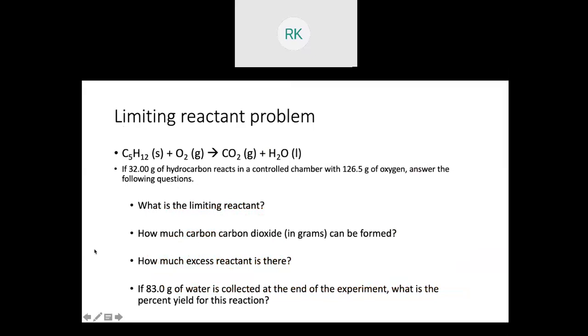So this is the problem we're going to do. You maybe will recognize it, but this equation is slightly different. It is not balanced. And you are told that if 32 grams of hydrocarbon, which just means any compound with just carbon and hydrogen in it, so that's C5H12, reacts in a controlled chamber with 126.5 grams of oxygen, answer the following questions.